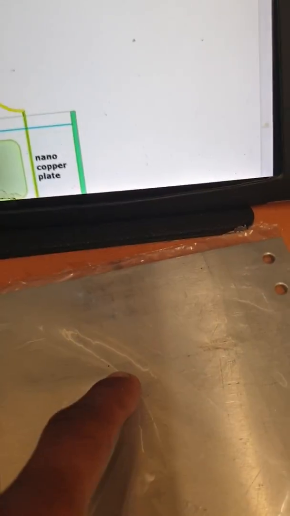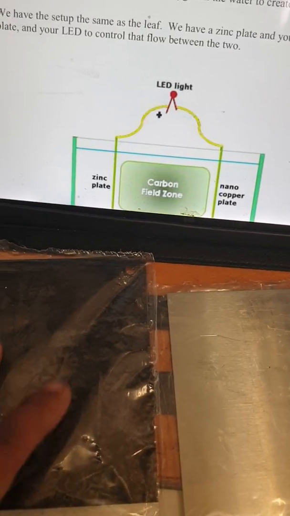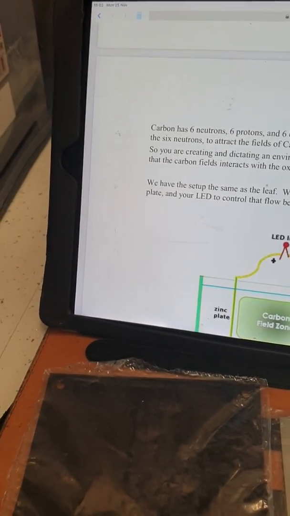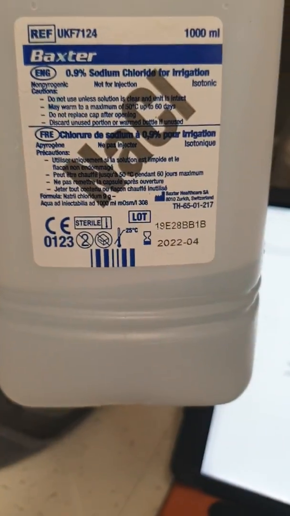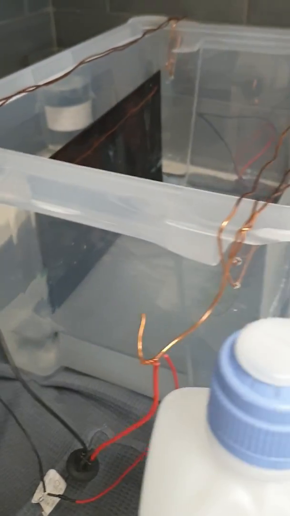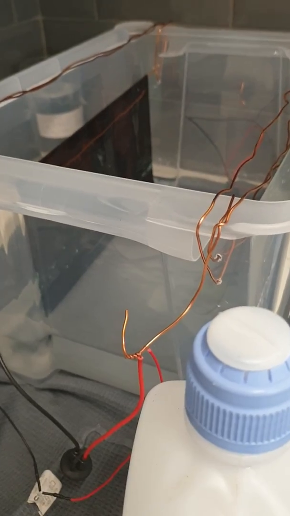All you need to do is just get a copper plate and a zinc plate. Once you've got your copper plate and your zinc plate, you put in 1,000 ml distilled water, and then 70 grams of sodium chloride is going in, and then you're just connecting the plates, and then you're just leaving them. That's all you're doing, connecting them. Once you've connected them, then you leave them.